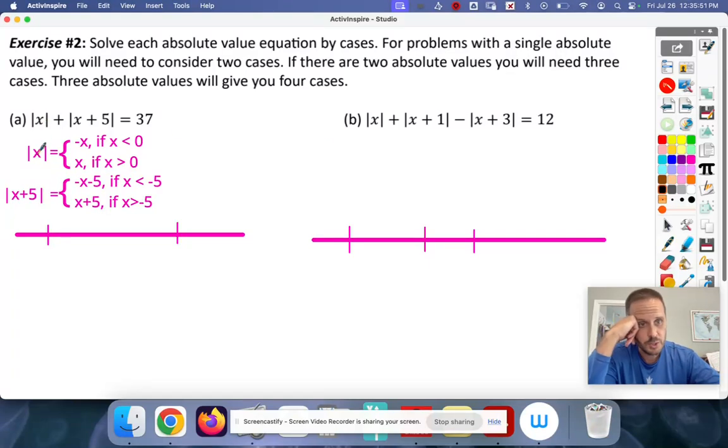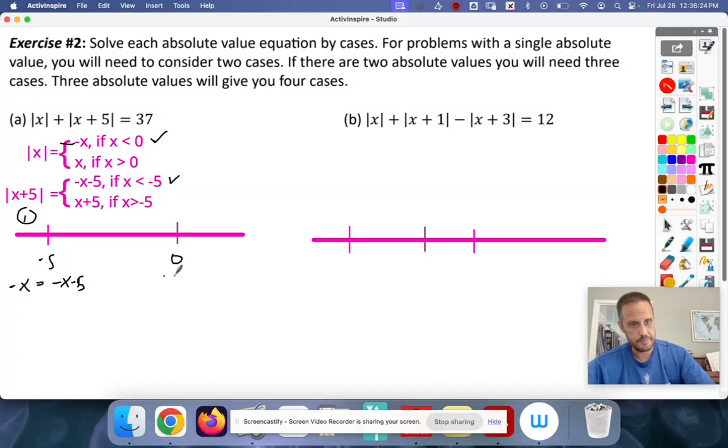Okay? This one, the turning point is at 0. I basically pick out when does this equal 0, when does this equal 0, and I figure out when it's positive or negative. Okay? So here's 0, or nope, I want to put negative 5 on there. Here's negative 5 on this side, and here's 0. So case 1 is when we're below negative 5. So case 1 will use this, and below 0. Okay? So we would say negative x equals negative x minus 5 and solve that. Case 2.